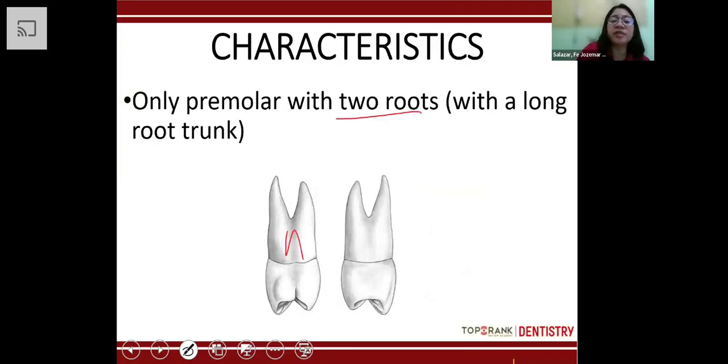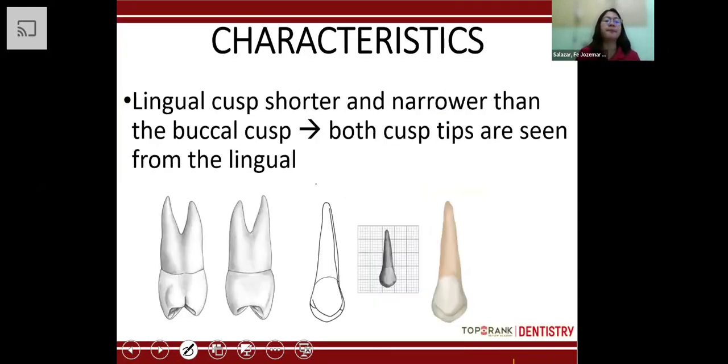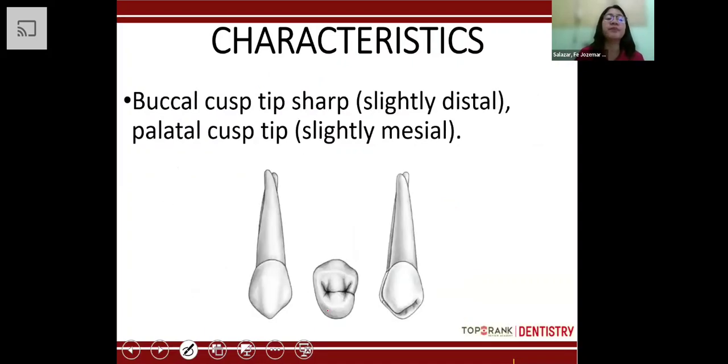So ano yung dalawang roots niya? Buccal and lingual. Lingual cusp is shorter. So you have 2 cusps. The lingual cusp is shorter by 1 millimeter and it is also narrower. So it's smaller and shorter than the buccal cusp. So you could see both cusp tips from the lingual because of that arrangement. Mas maliit yung lingual cusp.